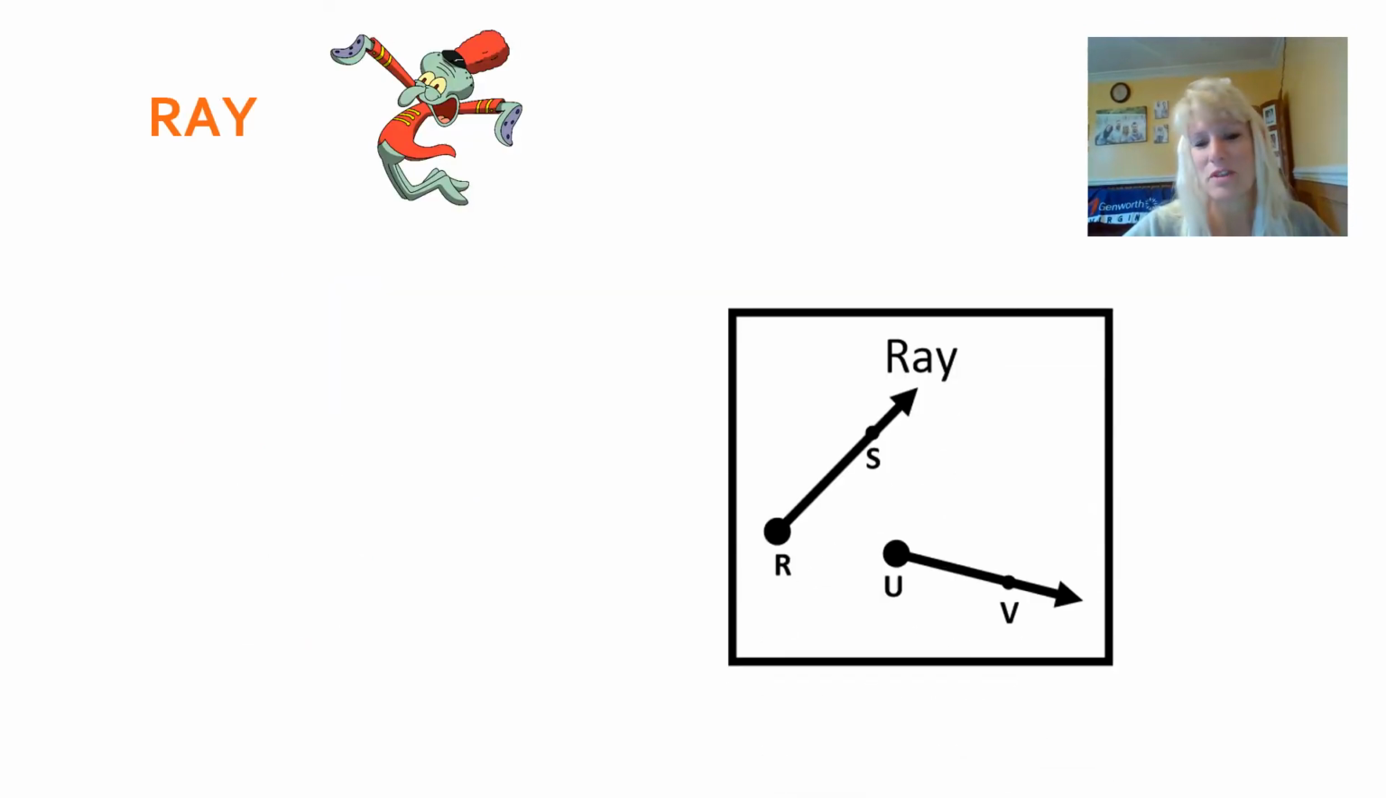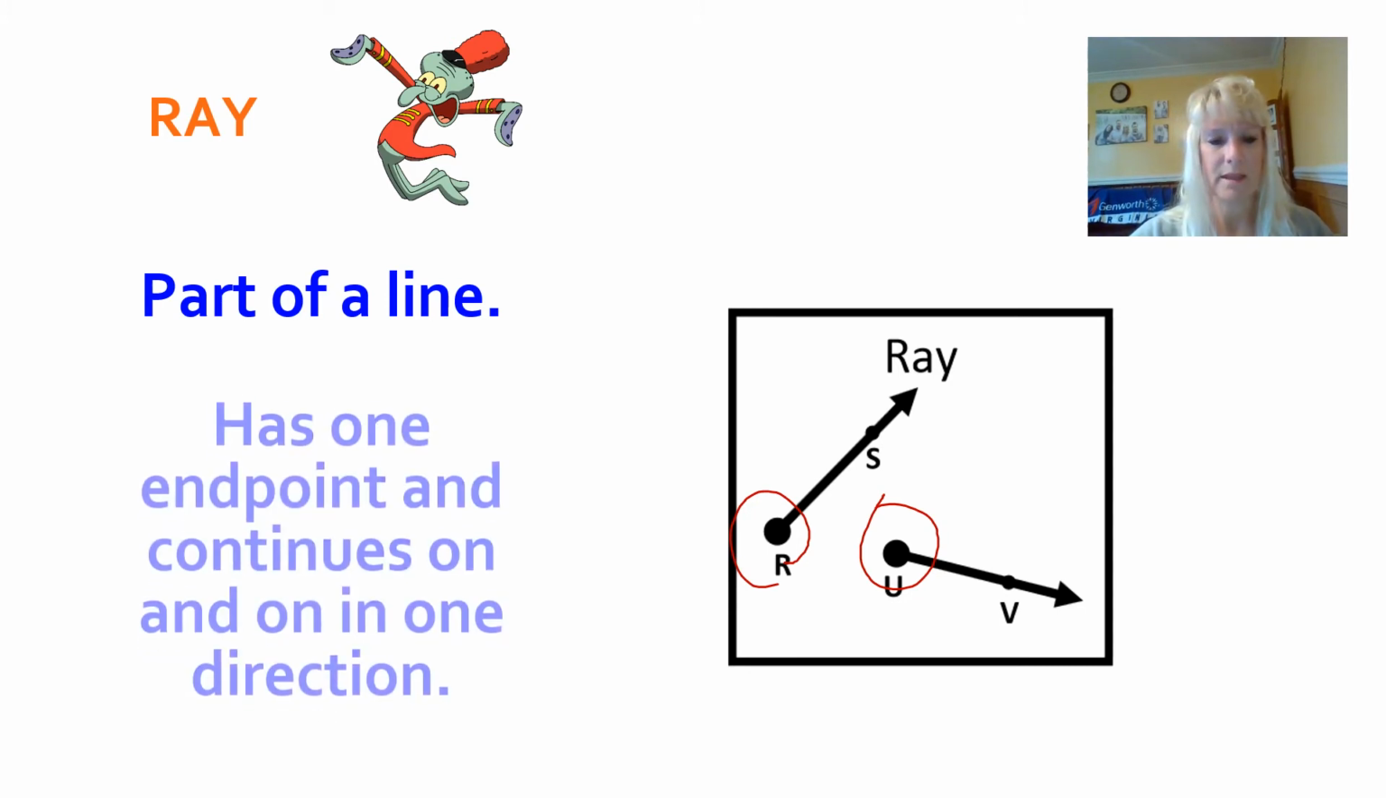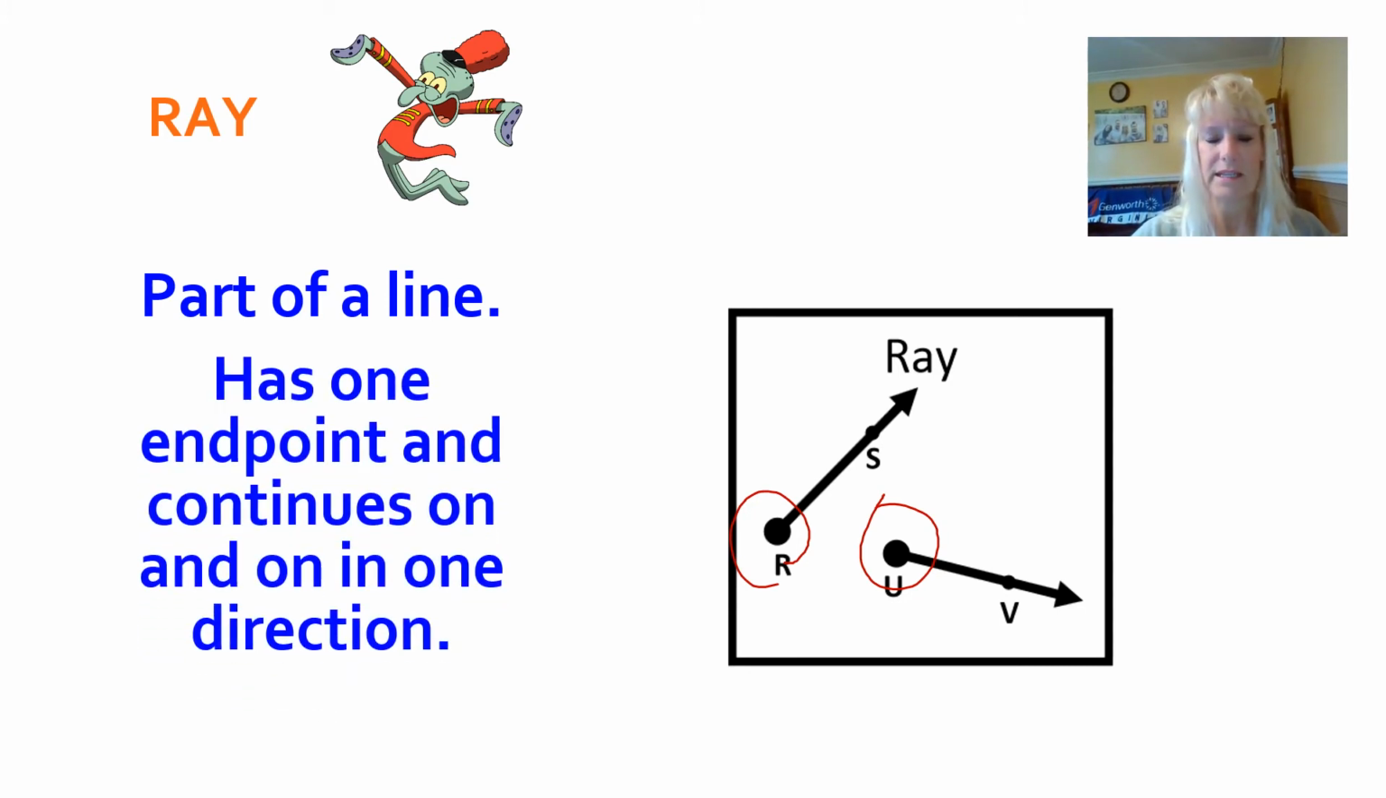And of course, now we're at the ray, and here is that endpoint. That's what connects it to a line segment. This connects it to a line segment to go either way. All right, it's also part of the line. It's kind of the caboose of the line. And it has one endpoint, and it continues in that direction. So this one's going to continue, and this one's going to continue.